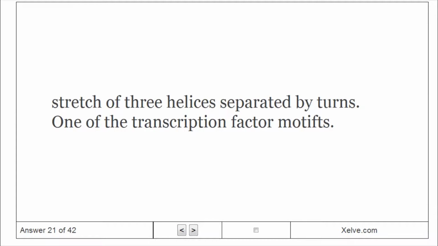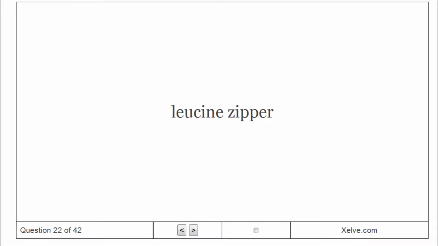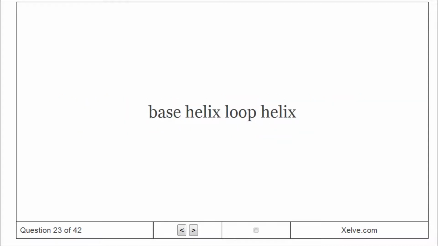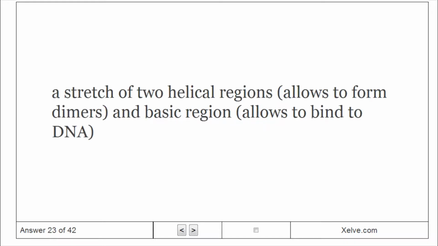Helix-turn-helix. A stretch of three helices separated by turns, one of the transcription factor motifs. Leucine zipper. Dimers between two polypeptides that each have leucine at every 7th position. Basic helix-loop-helix. A stretch of two helical regions and a basic region.